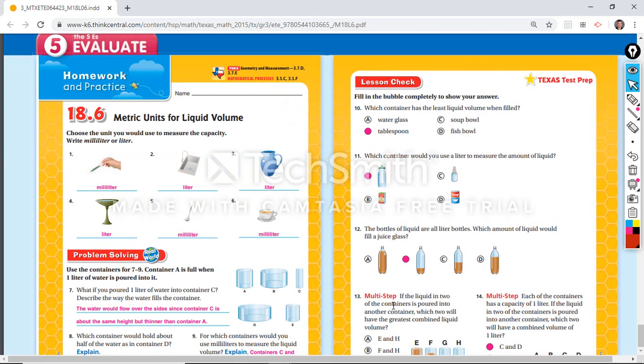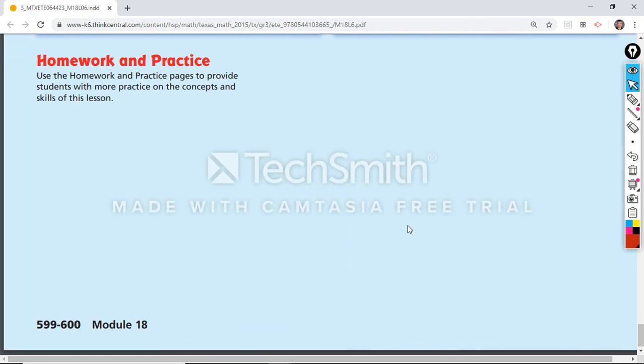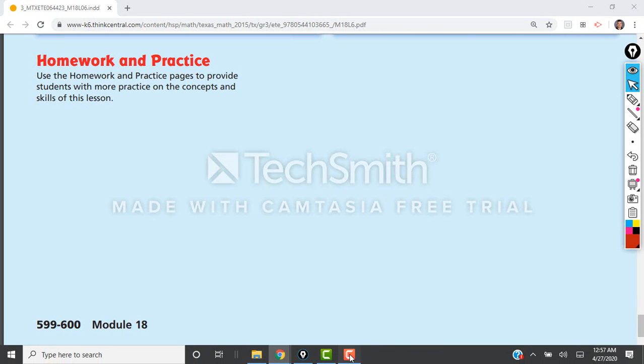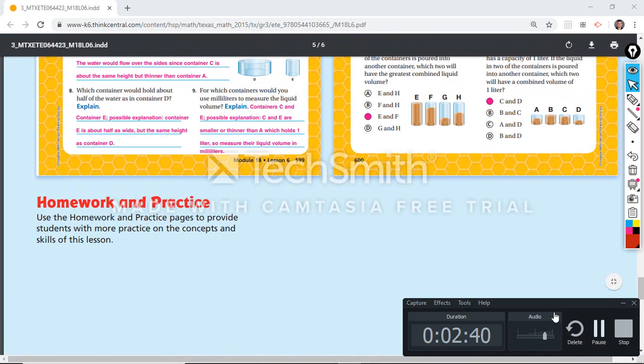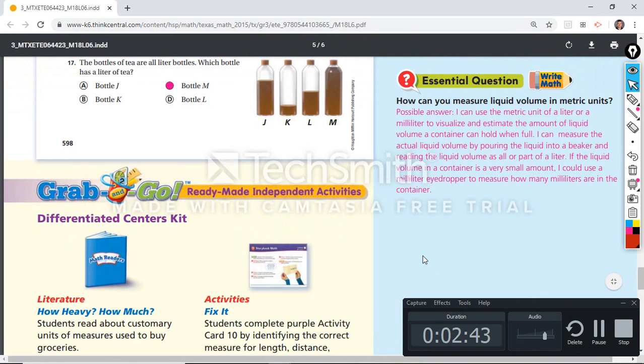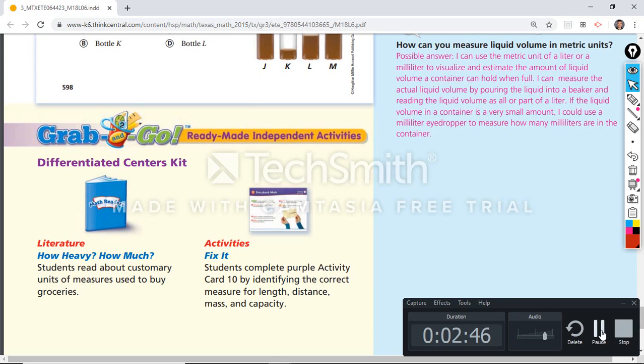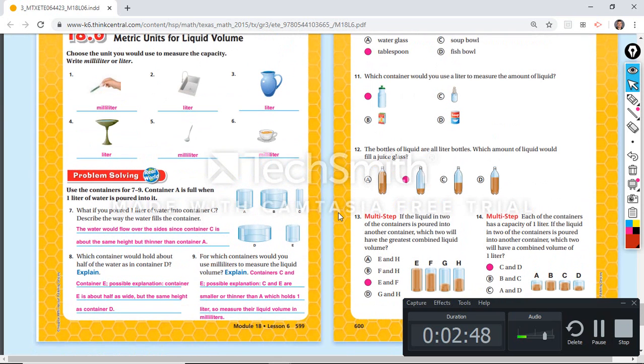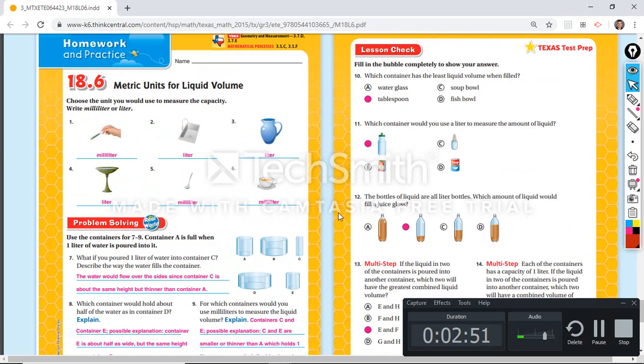So again, here are your answers for your 18.6 homework and practice section. Okay, what's going on? Give me a minute. Looks like it's stalling here on me. So I'm going to pause this real quick until I can get it. There it is. It's not working with me right now. Let me pause it real quick. Every time I say pause, it pops up. Okay, so here it is. Let's take a look real quick before it stops again.